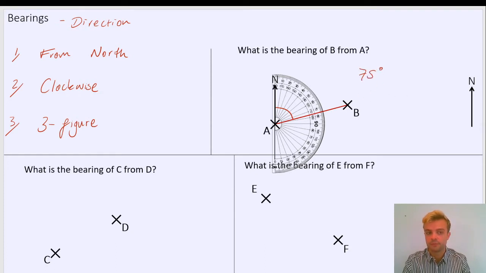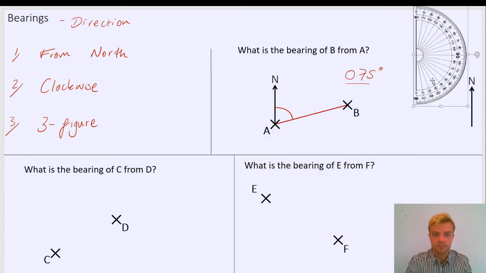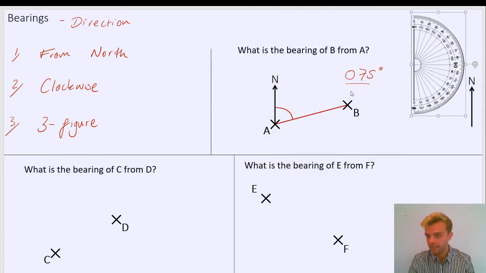But if we look at our last rule, rule 3, it has to be 3 figures. So what happens when you have an angle like this, which is only 2 figures, is that you just put a 0 in front of it, and now it's a 3-figure bearing. The answer is 075 degrees. So that's bearings, and the reason why it's useful, again, to repeat what I said earlier, is because if you tell someone to go on a bearing of 075, then what they're going to do is they're going to point to north, turn 075 degrees, and then that's the direction they need to go in.